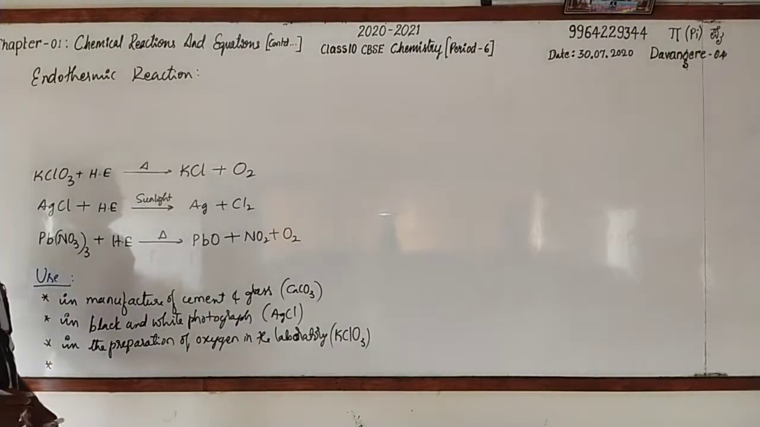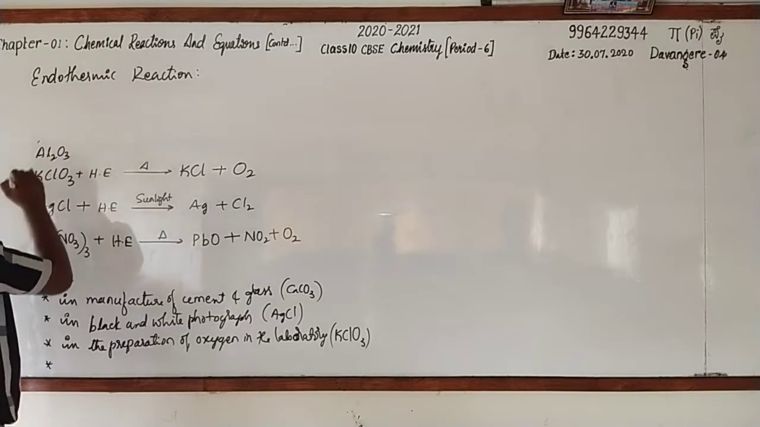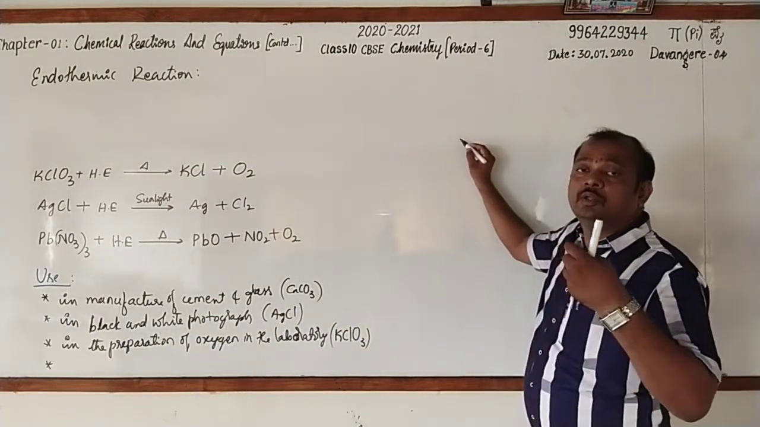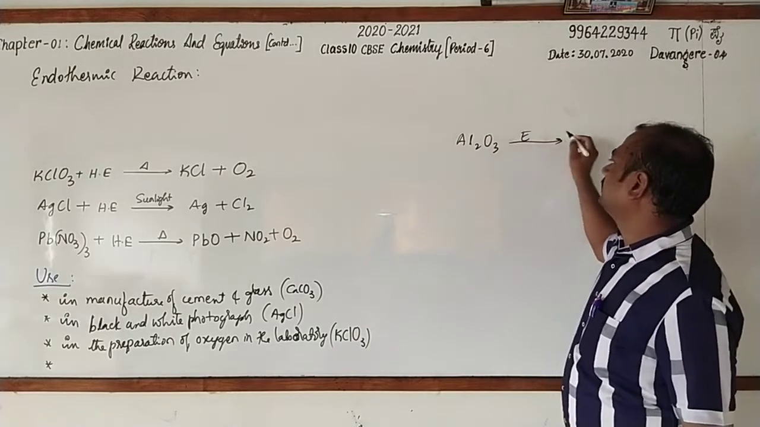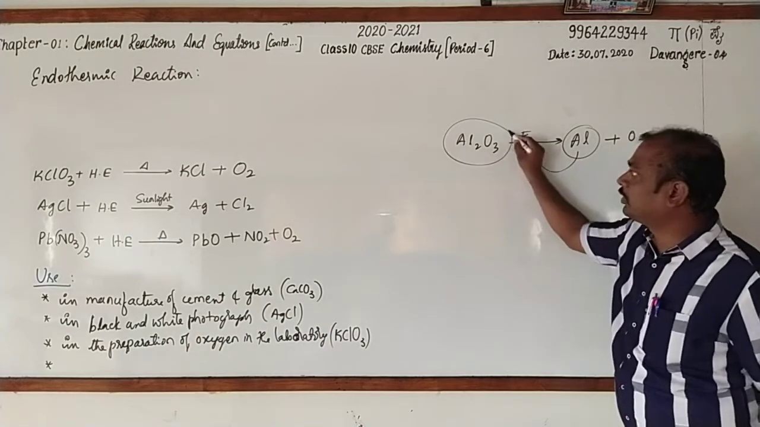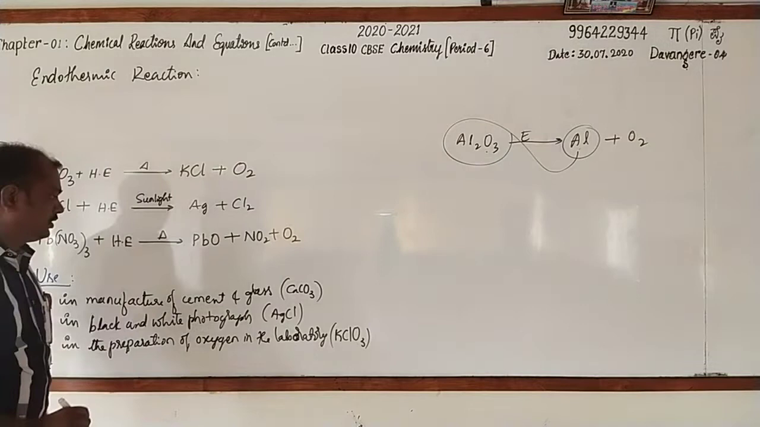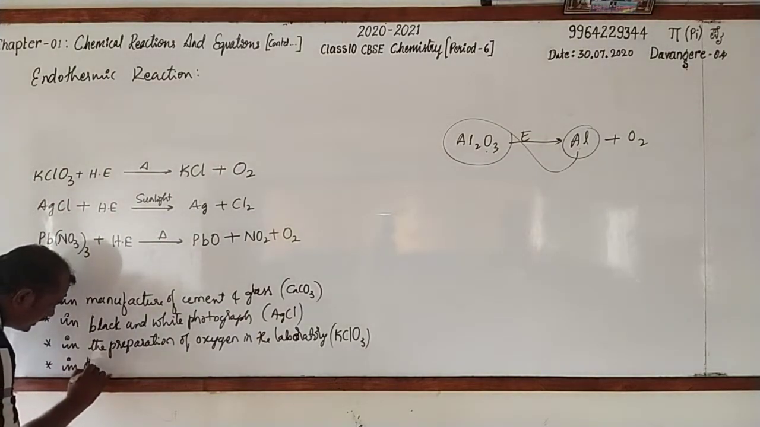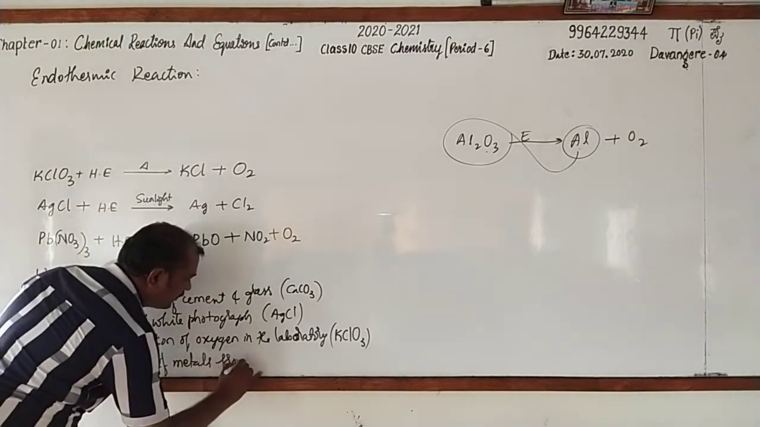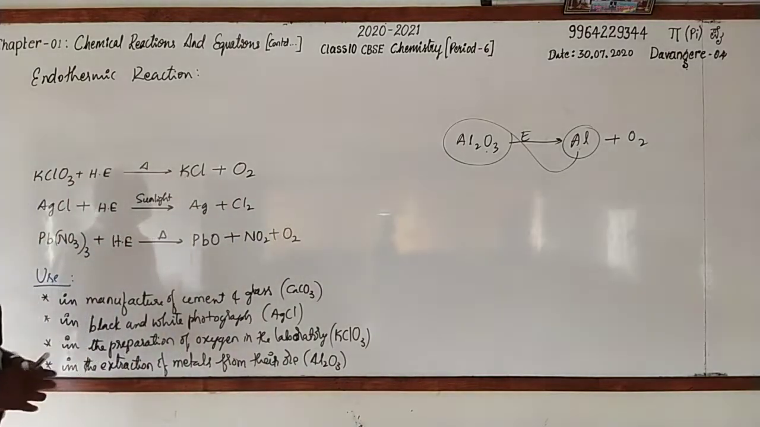Next, one more important example. I'll write Al2O3. What happens when electricity is passed through Al2O3? It decomposes into aluminum and oxygen. See that to extract the metal from its ore, aluminum oxide being an ore of aluminum, we use decomposition reaction. So here, in the extraction of metals from their ore. Clear? Just one example, Al2O3. So these are the uses.